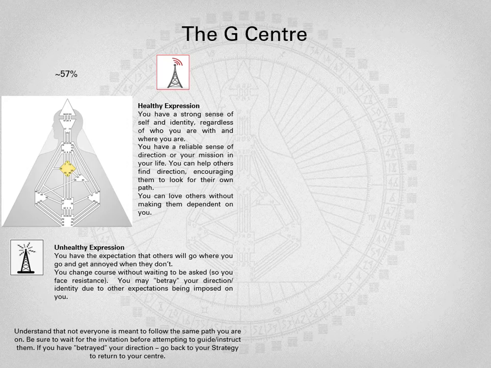When displaying the unhealthy expression of this center, you have the expectation that others will go where you go and get annoyed when they don't. You change course without waiting to be asked, and so you face resistance. You may betray your direction or identity due to the expectations being imposed on you. Understand that not everyone is meant to follow the same path that you are on. Be sure to wait for the invitation before attempting to guide or instruct them. If you have betrayed your direction, go back to your strategy to return to your centre.